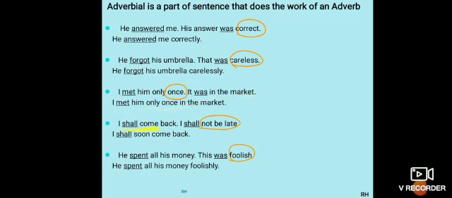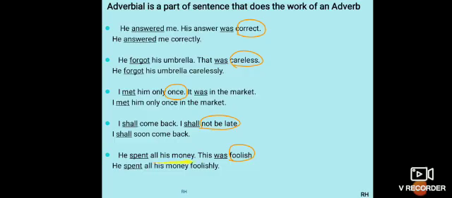Number 5, I shall come back. I shall not be late. So, the finite verb is shall. Next finite verb is again shall. And I is repeated. So, as I have told you, I shall come back soon. Okay? Or you can say, I shall soon come back. If you will not be late, so you will come back soon.